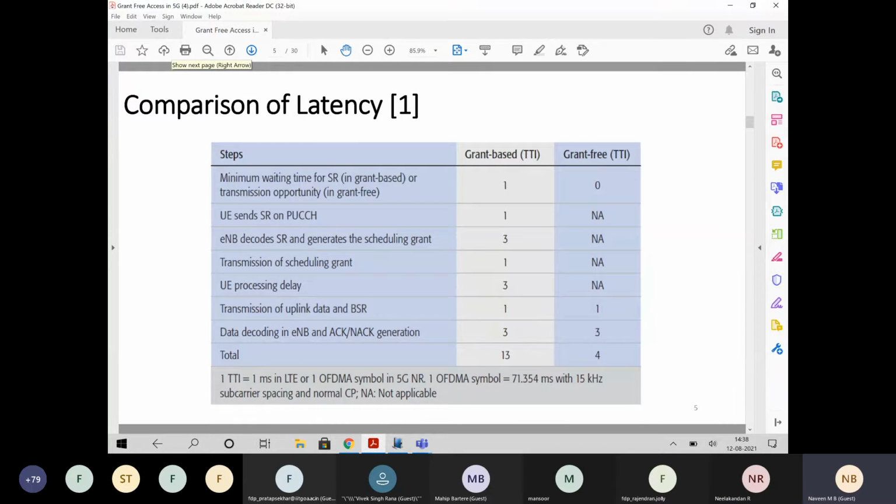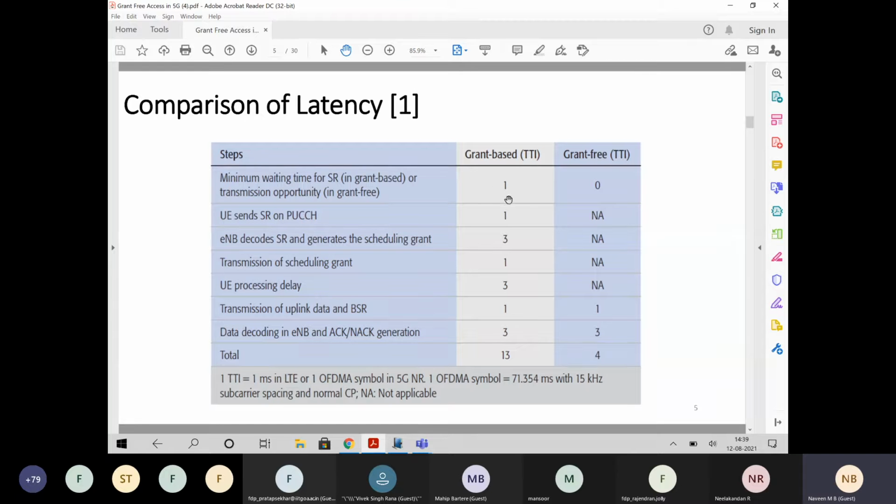See, this is called minimum waiting time for a service request. That is, you have sent your request to the base station that, hey, I want to send data. Base station has not yet told you where to send it. So typically, in an LTE system, you wait for 1 TTI. TTI means transmission time interval. Typically, it will be 1 millisecond in LTE, or it is just one OFDM symbol in 5G NR. So that's why I have written it in terms of TTI here.